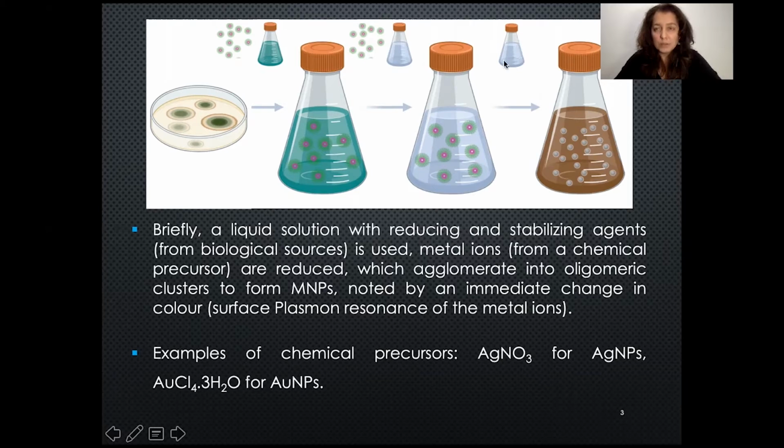If we add to the supernatant a chemical precursor, we will have the formation of metallic nanoparticles, and this will be noticeable by an immediate change in color. Of course, different chemical precursors will be used to obtain different metallic nanoparticles.